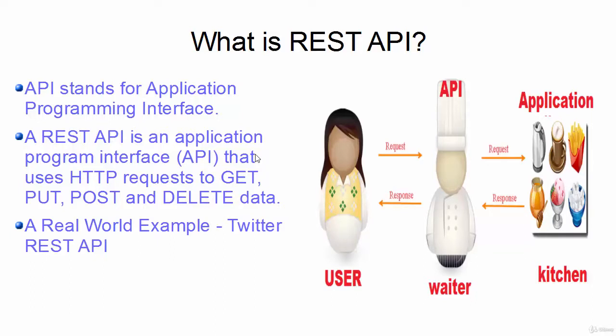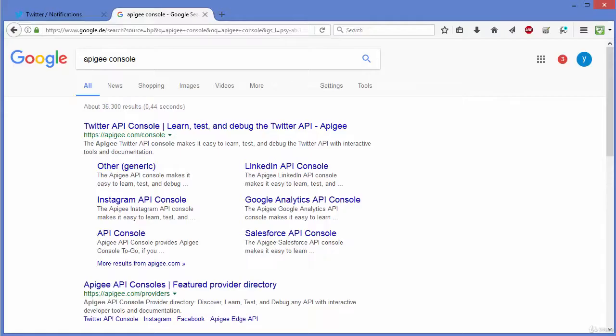Now a real world example of that can be the Twitter API or the Google Maps API, or for example Facebook's Graph API. Say we want to make an app which uses Facebook's Graph API to find out who has the most popular page on Facebook. You can use Facebook's Graph API for that. Or if you want to post something on Twitter using Twitter's REST API, you can do that also. So let me give you this real world example.